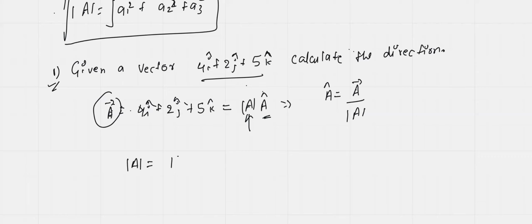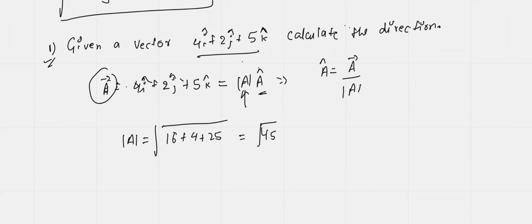This comes out as 16 plus 4 plus 25, so this whole thing comes out as 45. Clear? So you can simply say that my unit vector in this case is: whatever the magnitude, keep it as it is, we divide the vector by it. So 4i plus 2j plus 5k, divided by the square root of 45. So if you see carefully, this is the unit vector.